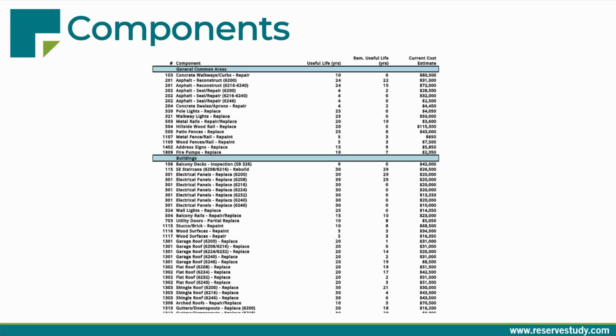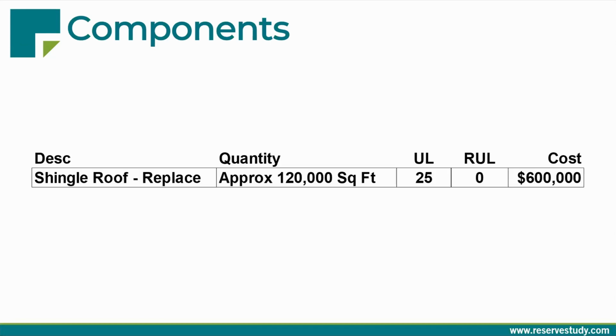It's longer than I can actually show on screen, and I really don't want you to try to read it. Just a long list with components, useful life, remaining useful life, and replacement cost. Your component list may similarly be a long list, but I'm going to take a moment and focus on just one component, and that's the roof project. This is the roofing component in this reserve study.